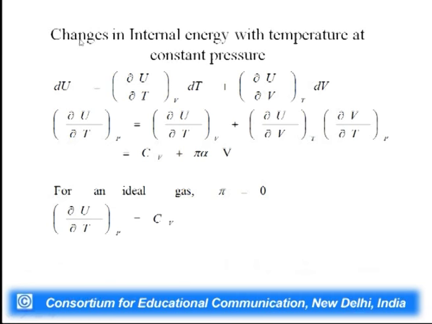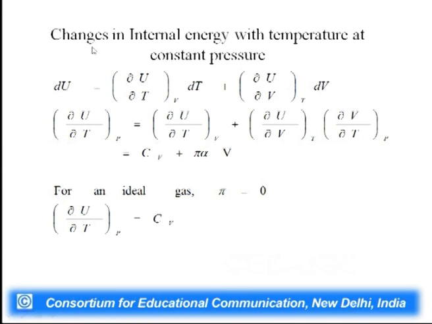Now, we can also calculate change in internal energy with temperature at constant pressure, and the approach is similar. Again, we will express dU in terms of heat capacity at constant volume and internal pressure. So, dU is equal to (∂U/∂T) at constant V dT plus (∂U/∂V) at constant T dV. Remember, this is Cv and this is pi. Pi is your internal pressure.